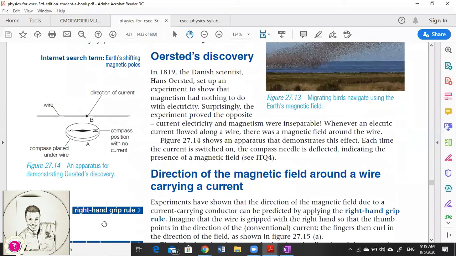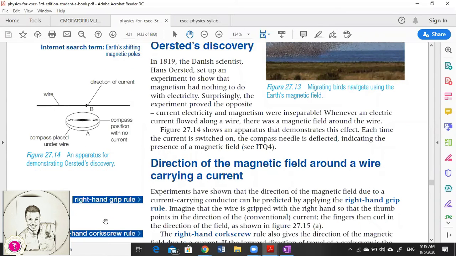Now, one of the things that we want to be able to do is to predict which direction the magnetic field is acting around a current carrying wire. And this is where it gets tricky because you're not able to see exactly what I'm about to do. If I was in front of you in the classroom, you'd understand better, but I have to just try and see if you'll get it. Experiments have shown that the direction of a magnetic field due to a current carrying wire can be predicted by applying the right-hand grip rule.